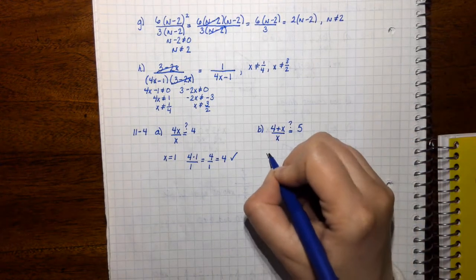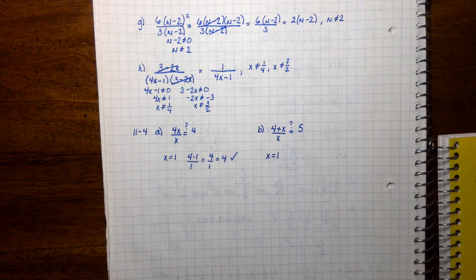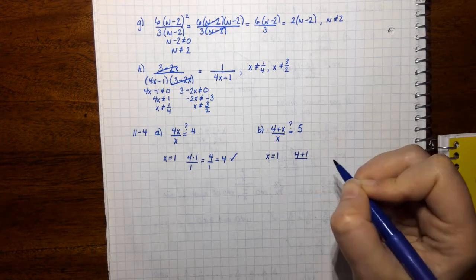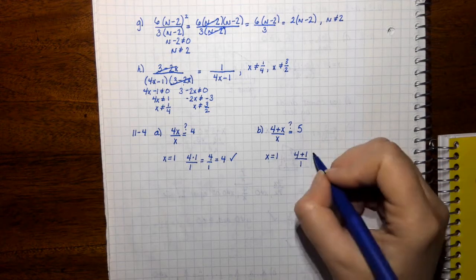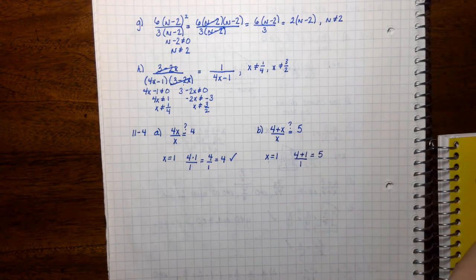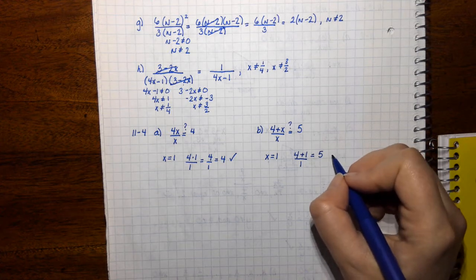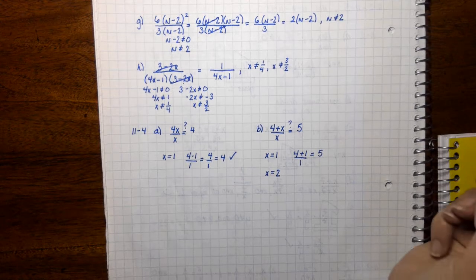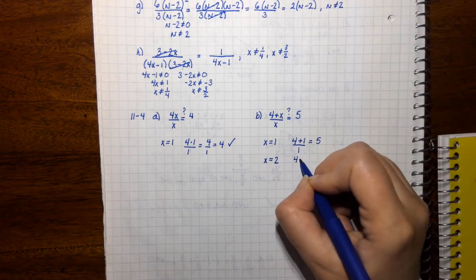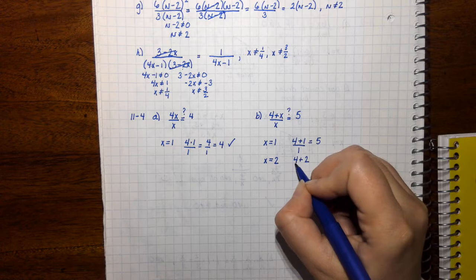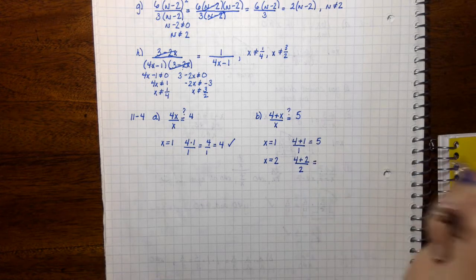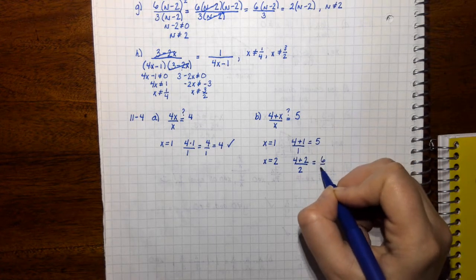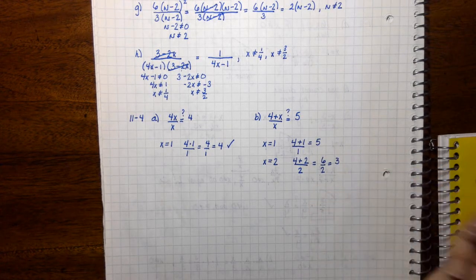Let's see what happens when we plug in a 1. So we have 4 plus 1 over 1 equals 5. Oh, Miss Hyde, you're totally wrong. This is a special case, which is why they asked us to plug in 3 values. So let's try this. What's 4 plus 2? 6 over 2 equals 3. That is certainly not 5.